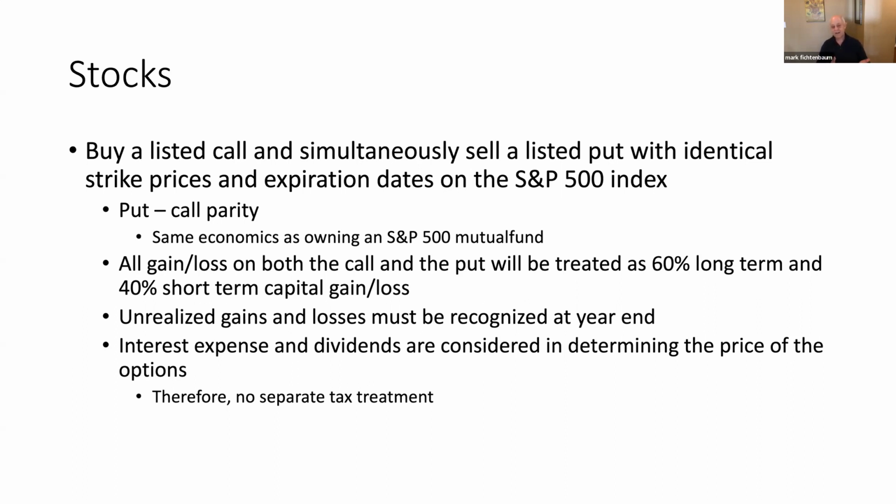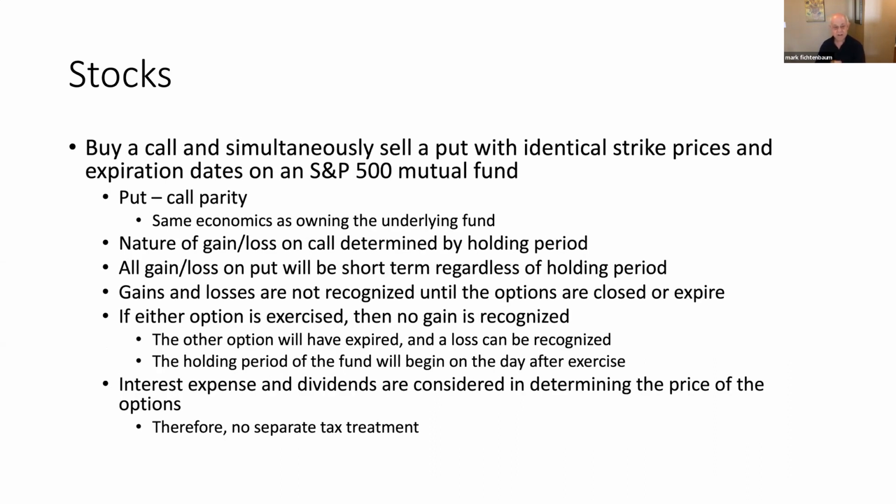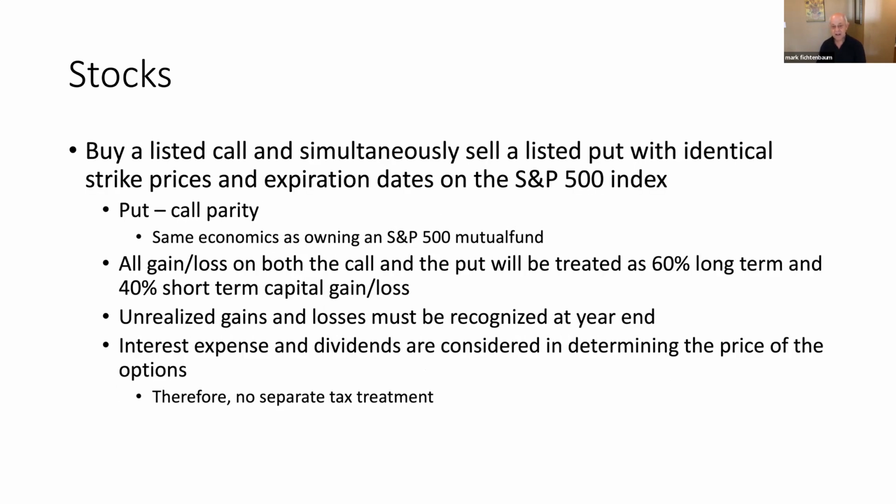If I think that the S&P 500 is either going to go up or go down over the next 3-month period, and I buy the options on the mutual fund index, all my gains and losses are going to be short-term because it's 3 months. If I instead do the options on the S&P 500 index, all my gains and losses are going to be 60% long-term and 40% short-term. So to me, that's an obvious planning opportunity.